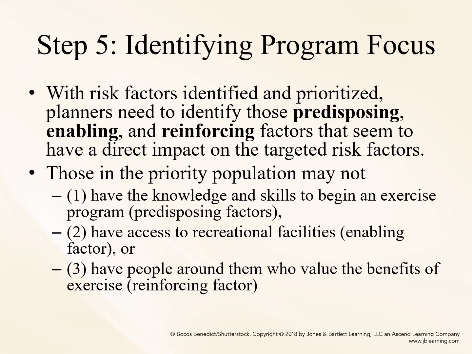Step 5. Identifying the program focus. With risk factors identified and prioritized, planners need to identify those predisposing, enabling, and reinforcing factors that seem to have a direct impact on the targeted risk factors. Those in the priority population may not have the knowledge and skills to begin an exercise program. These are the predisposing factors. Do they have access to recreational facilities, the enabling factors, or have people around them who value the benefits of exercise, the reinforcing factors.